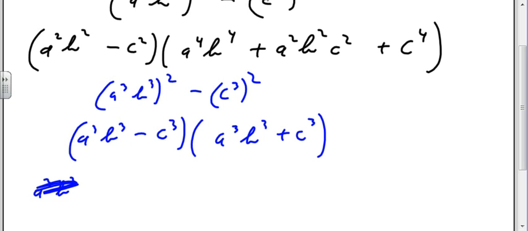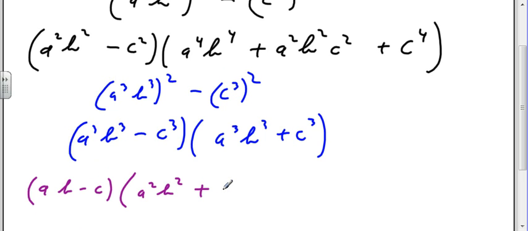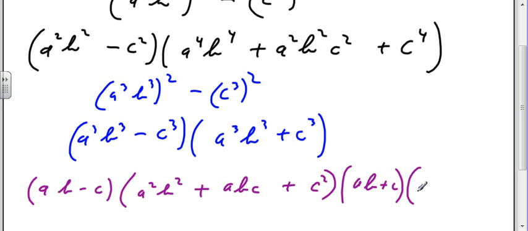Not like that, I couldn't. Maybe if I change colors. Okay, so (ab minus c) times (a squared b squared plus abc plus c squared) times (ab plus c) times (a squared b squared minus abc plus c squared). So I could do that. Again, two separate answers, the same exact answer to both of them.